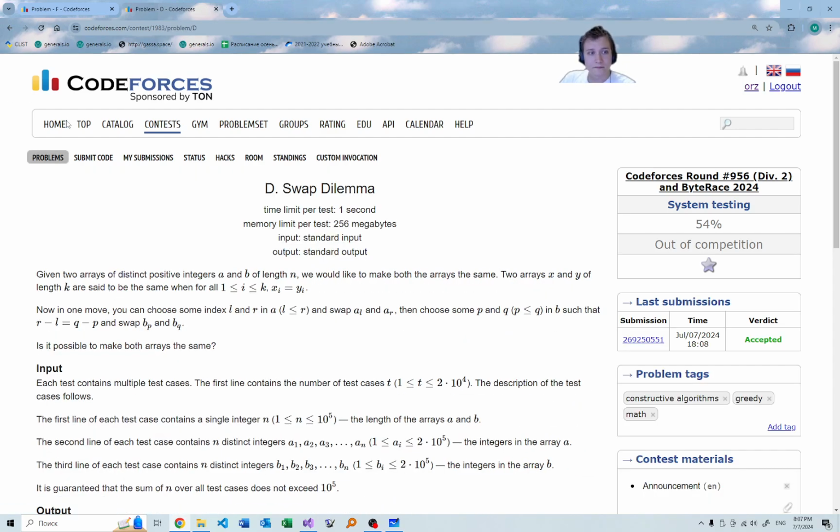Okay, problem D. Swap dilemma. So given two arrays of distinct positive integers a and b of length n, we would like to make both the arrays the same. Two arrays x and y of length k are said to be the same when for all i, xi equals yi.